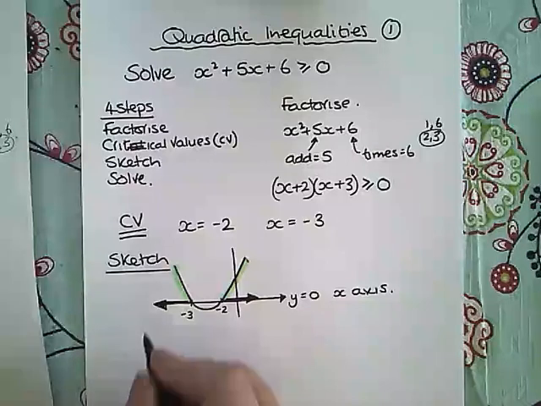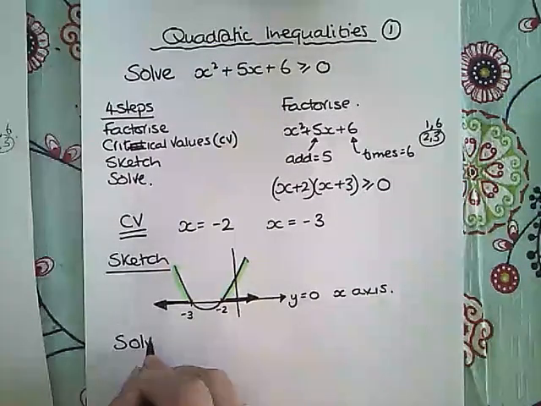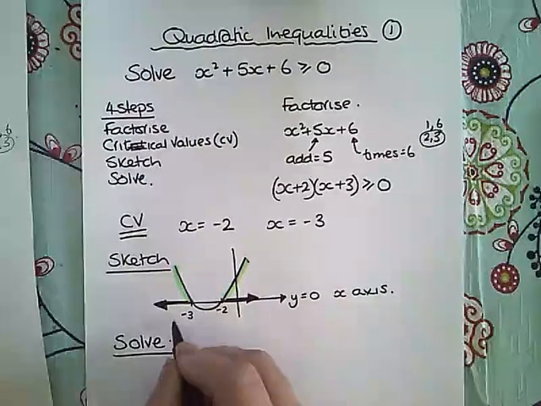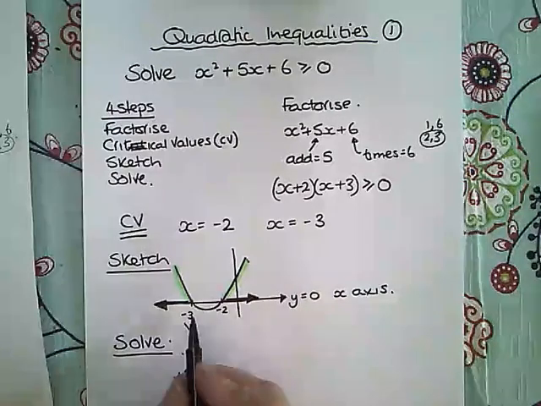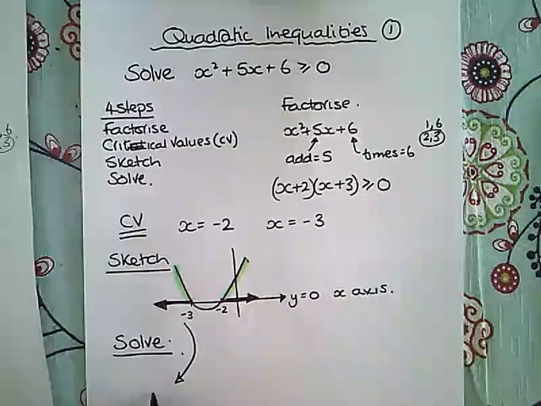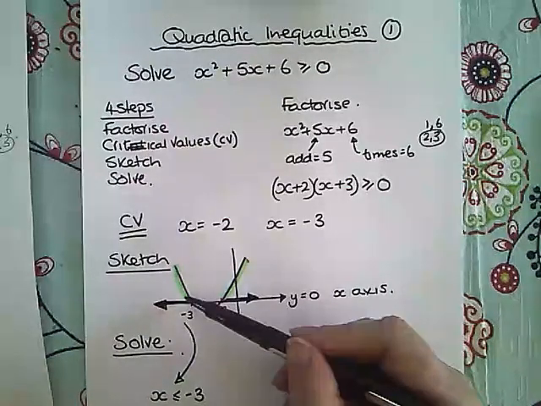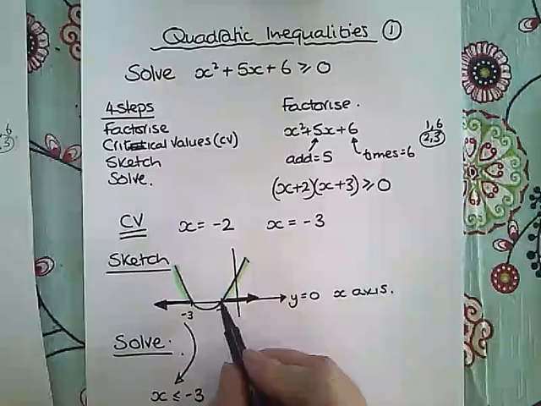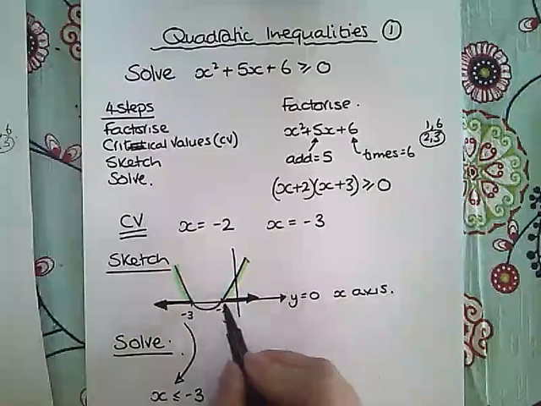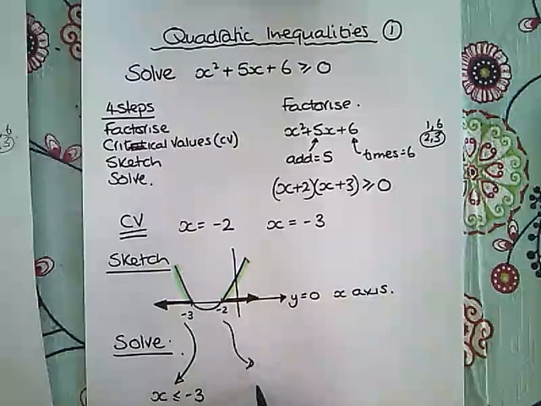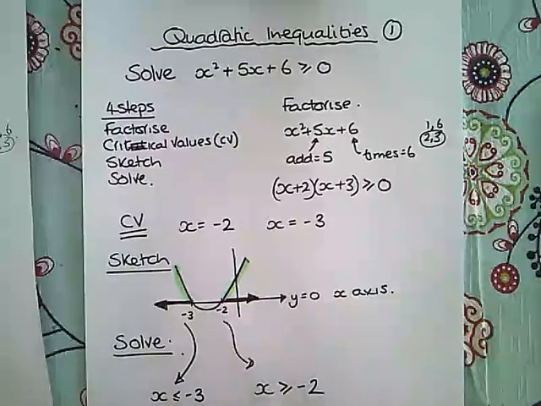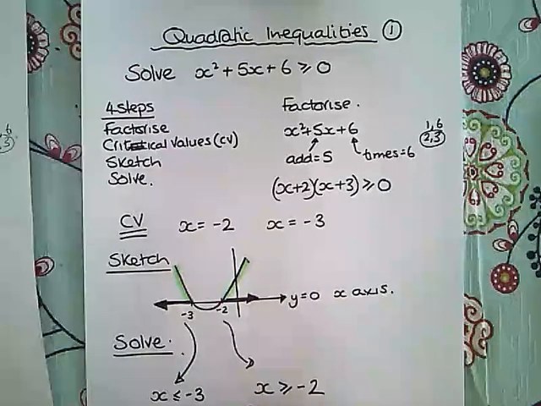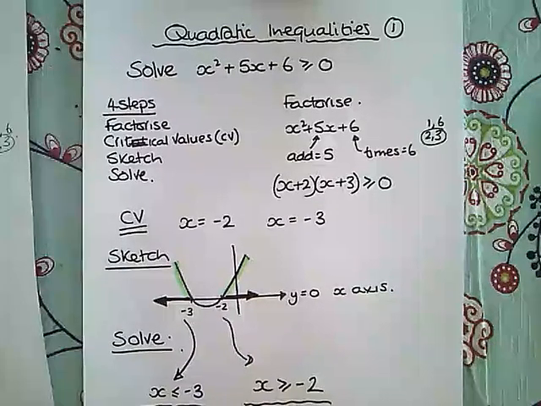So we come on to the final section, which is solving. Here, the values of x going in this direction are less than or equal to minus 3. They make this function positive. And this bit here, these values correspond to x being greater than or equal to minus 2. And that is the solution of your quadratic inequality.